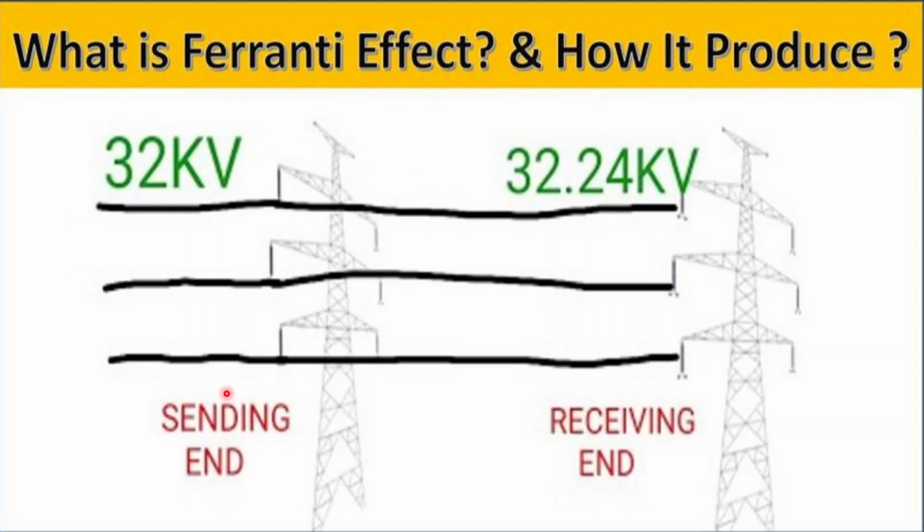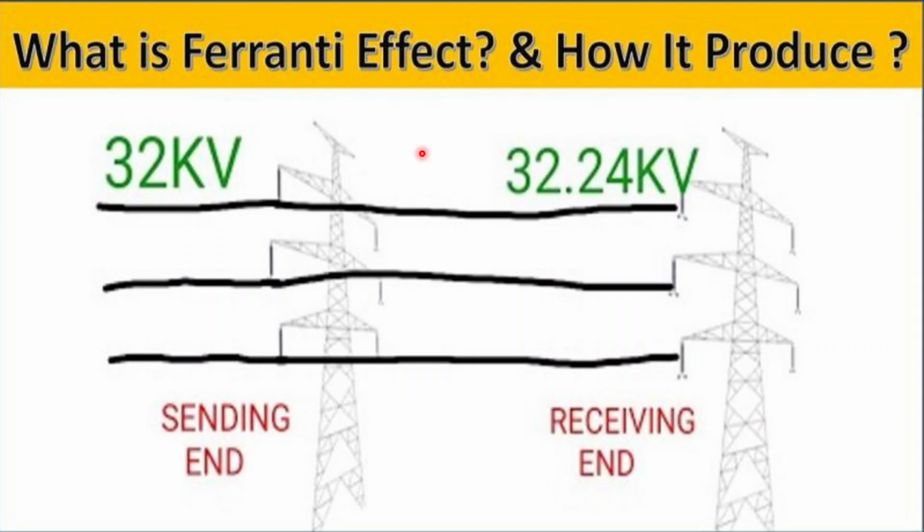So what we have observed here is that the voltage at the receiving end, 32.24 kilovolt, is higher than the voltage at the sending end, 32 kilovolt. So it shows a 0.2 kilovolt increase. I have already talked about the Ferranti effect: the voltage at the receiving end of a long transmission line is higher than the voltage at the sending end.